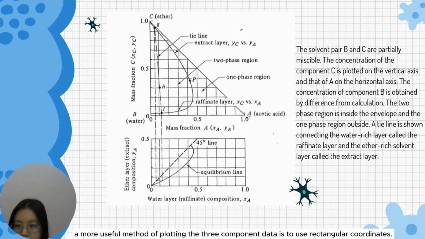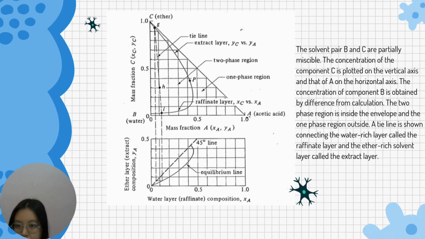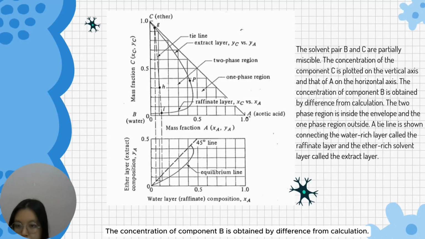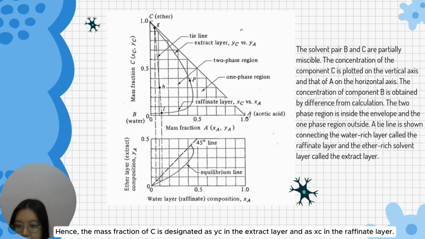Since triangular diagrams have some disadvantages because of the special coordinates, a more useful method of plotting the three-component data is to use rectangular coordinates. The solvent pair B and C are partially miscible. The concentration of the component C is plotted on the vertical axis and A on the horizontal axis. The concentration of component B is obtained by difference from calculation. The two-phase region is inside the envelope and the one-phase region outside. A tie line is shown connecting the water-rich layer called the raffinate layer and the ether-rich solvent layer called the extract layer. The raffinate composition is designated by X and the extract by Y. Hence, the mass fraction of C is designated as YC in the extract layer and as XC in the raffinate layer.